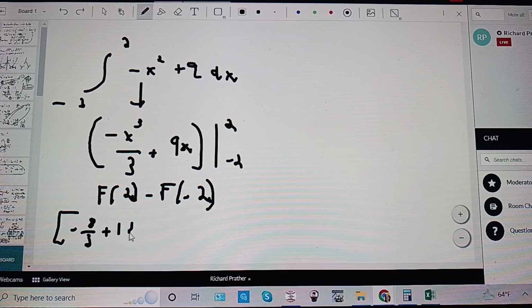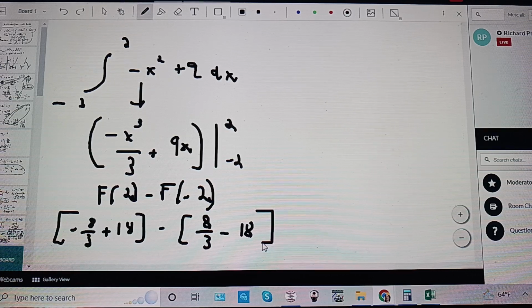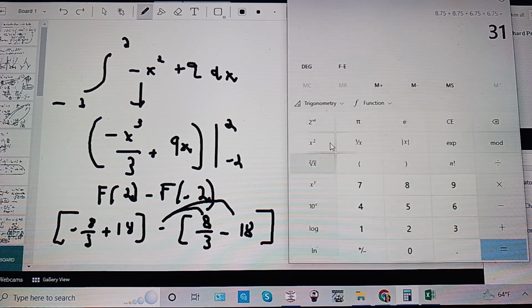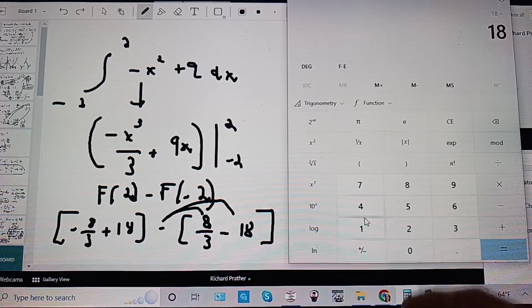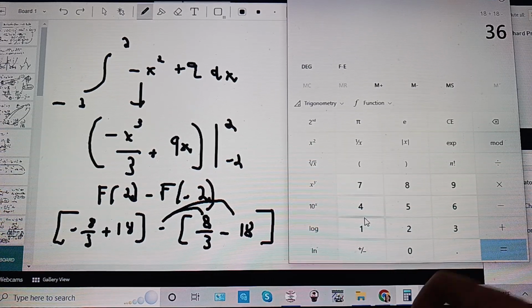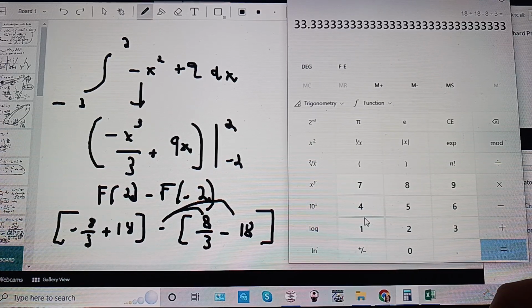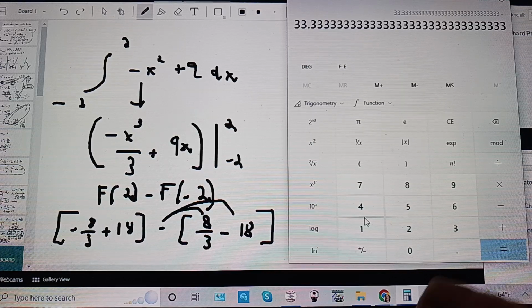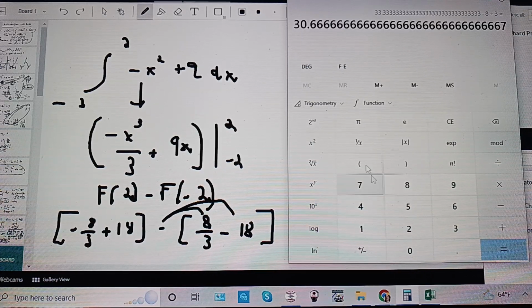9 times 2 is 18. There's big F of 2. Big F of negative 2. Negative 2 cubed is negative 8, but then this negative would make it positive 8 thirds. And that would be minus 18. So this would be negative and this would be plus. There would be two different plus 18s and then two different minus 8 thirds. See, the actual area is 30.66666.